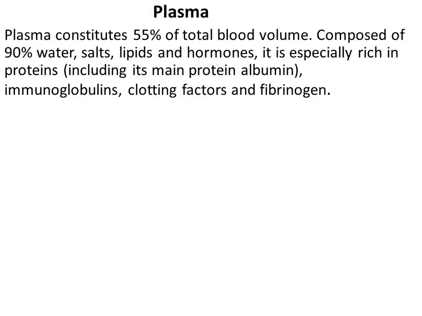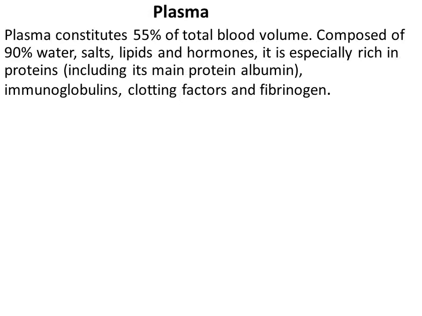And of what is it composed? It is composed of 90% water. Salts are present in it, lipids and hormones are also present, and a special protein called albumin is present in this plasma along with the immunoglobulins. Immunoglobulins are what? They are the antibodies which protect our body from various diseases.